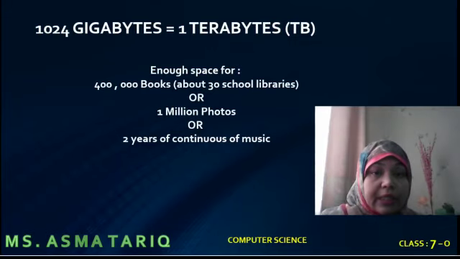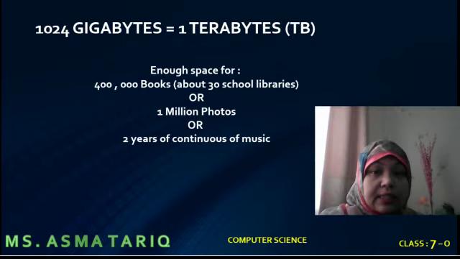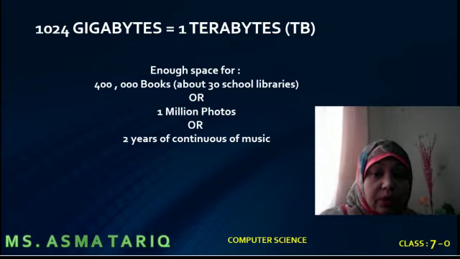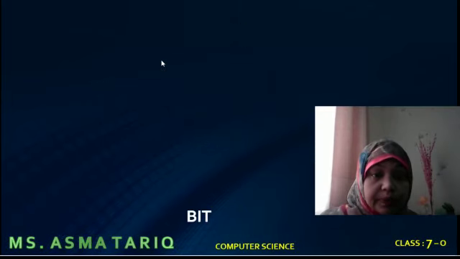1024 gigabytes equals 1 terabyte TB. This is enough space for 400,000 books, about 30 school libraries, or 1 million photographs, or 2 years of continuous music to be stored in a computer.